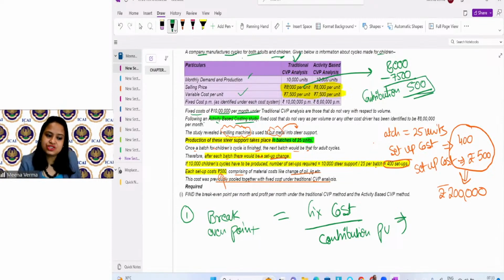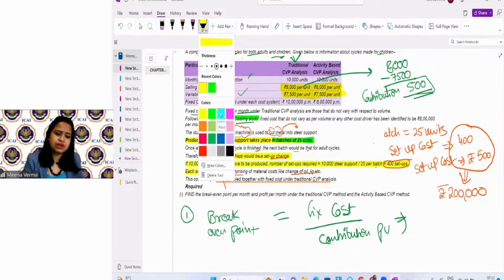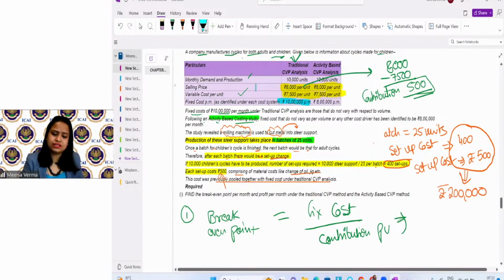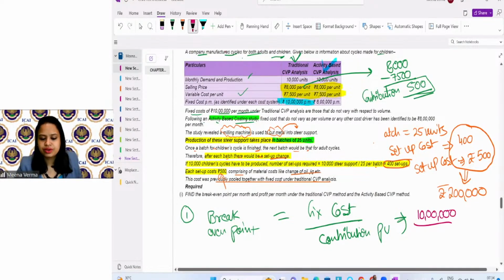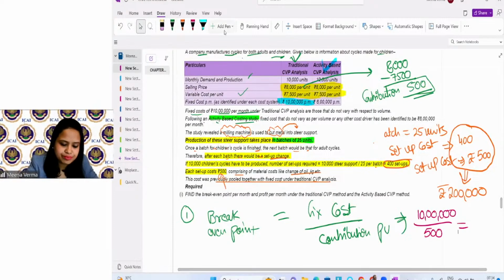If you see traditional costing, in case of traditional costing, fixed cost is mentioned. What is the fixed cost? 10 lakh. It is mentioned. 10 lakh is the fixed cost in case of traditional costing, and in case of ABC costing, we will see. So let's first find the break-even point in case of traditional costing. In case of traditional costing, 10 lakh was the fixed cost, divided by contribution per unit, which is 500. Divide them, you will get break-even units.